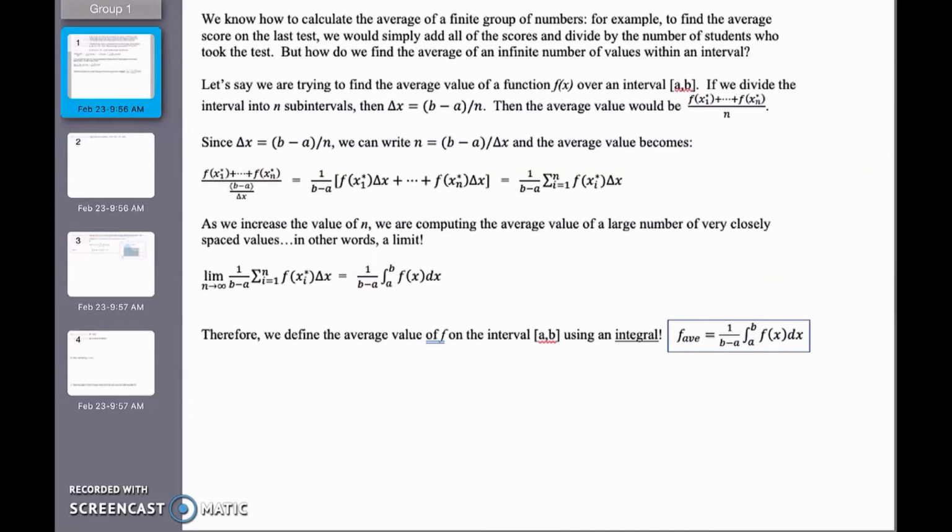Hello, math friends. This is AP Calculus section 6.4 notes. Today we are going to talk about the average value of a function.